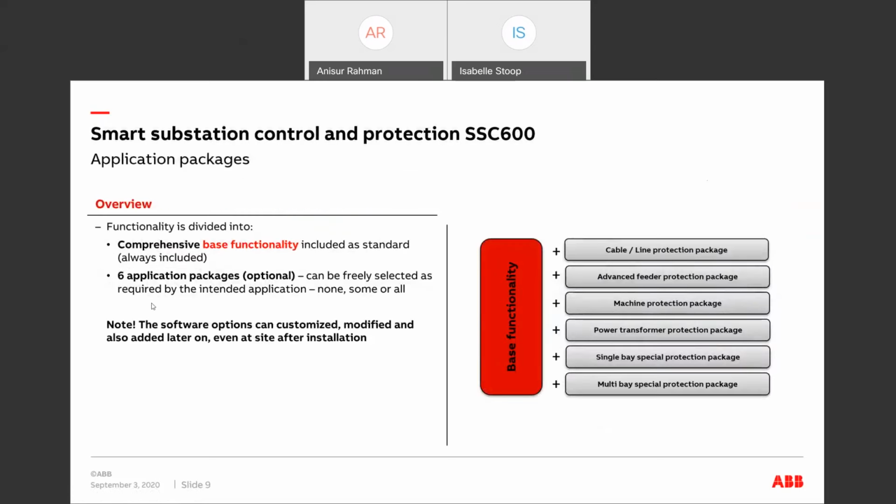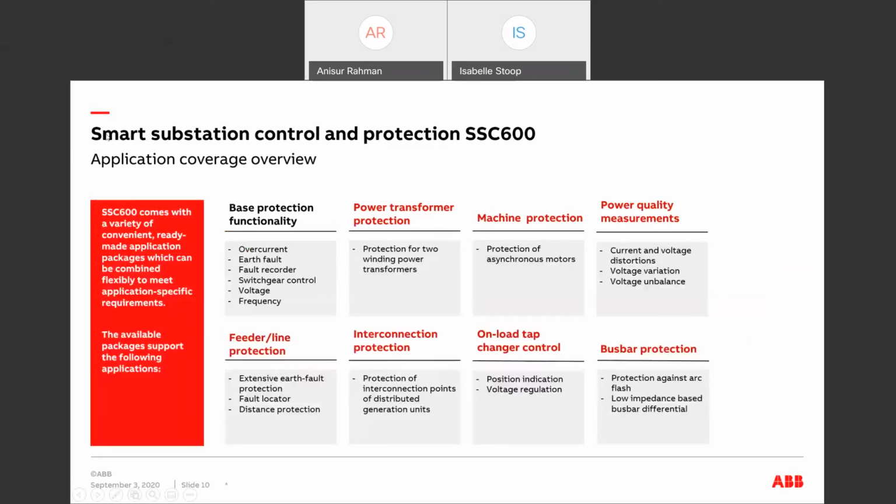As I said, the software comes with the basic protection functions and 6 application packages, which are optional. This is like our mobile app, you can download it and start working. The basic protection functionality includes all the current based, voltage based, and frequency based protection. So basically all our protection functions are already included in the basic protection function.